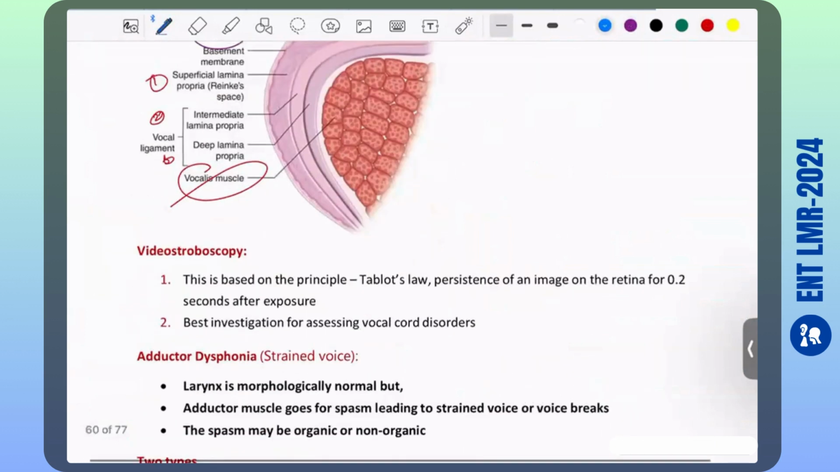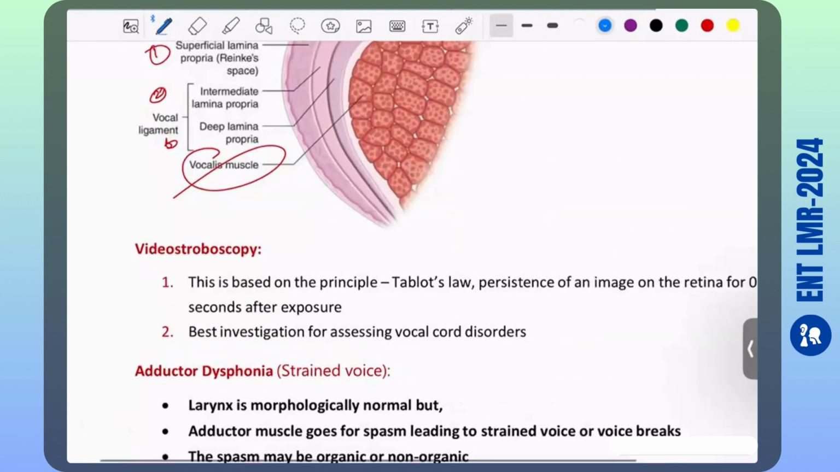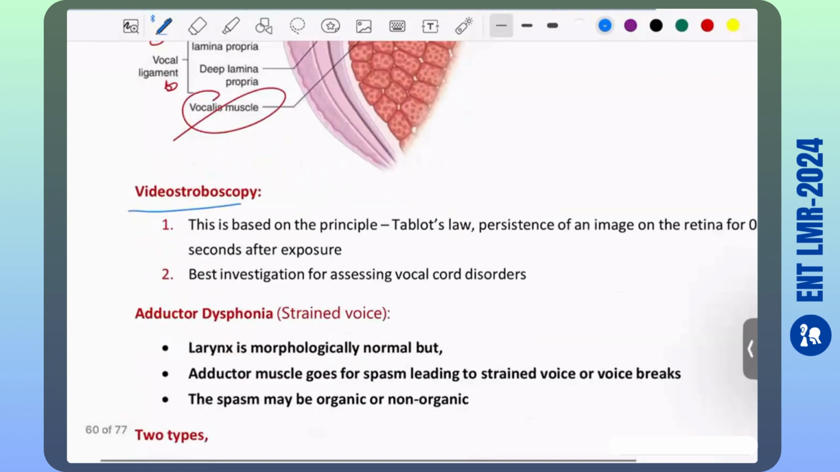If you want to diagnose some benign pathology of the vocal cord, we should do a test called video stroboscopy. This is based on the principle that we can't normally see the minute vibrations in the vocal cord because small vibrations can't be seen by the naked eye. Whereas if we give flashes of light that are on par with the vibration of the vocal cord, that can be seen as a vocal cord vibration. That is called video stroboscopy. It's based on a principle called Talbot's law. Okay, so what are the voice disorders?